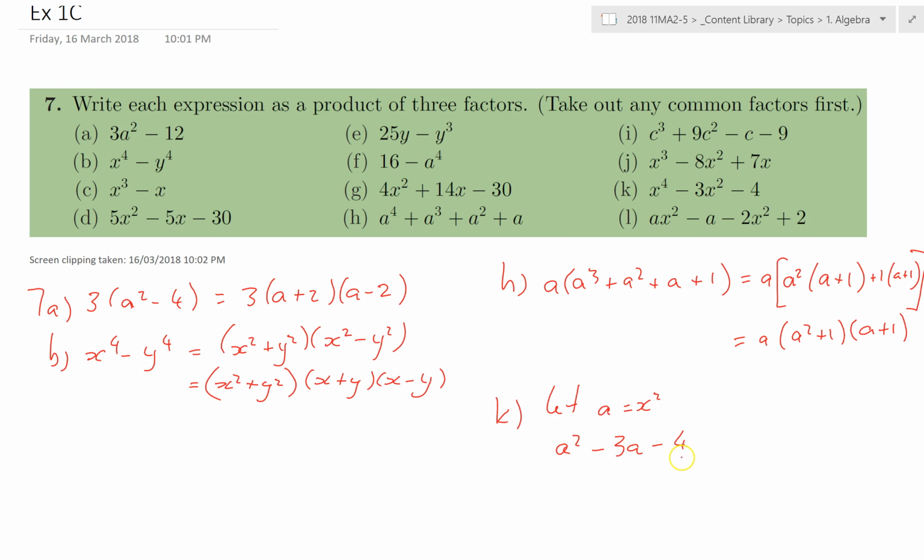So now I've got this quadratic. I can do this. It is going to be a minus 4, a plus 1. Let's put the x squared back in there. x squared minus 4, x squared plus 1. That's not 3 factors. No, difference of 2 squares: x plus 2, x minus 2. Can I do anything with this x squared plus 1? No, that's just the sum of 2 squares, and I can't do anything with that. x squared plus 1. Lovely.